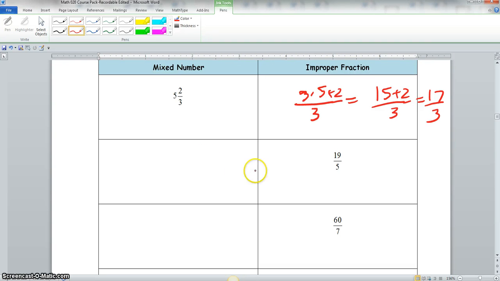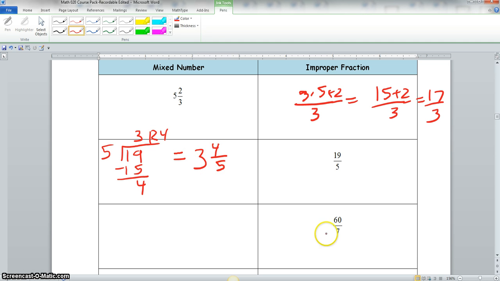Okay, class, picking up where we left off, we got 17 thirds for the improper fraction. Now we're given the improper fraction here, but we want the mixed number. So we would take 5 into 19. 5 goes into 1 0 times. 5 goes into 19 3 times. 3 times 5 is 15. 19 minus 15 gives us 4. So we have a remainder of 4. So our final answer is 3. Our denominator would remain 5, and our numerator would be 4.